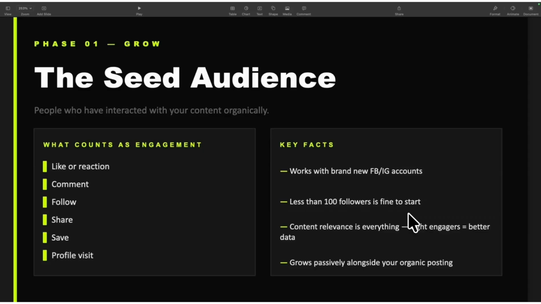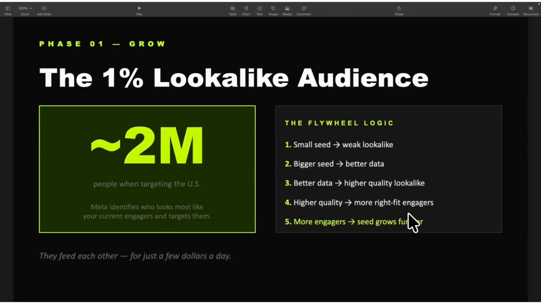So think of this as like a small pool of people. And then once we have that, again, we don't need much. We can have very little in that seed audience. We can create a 1% lookalike audience. So if you're targeting people in the United States, there should be about 2 million people, right? So Meta will identify the people who are most similar to your small pool of engagers, right?